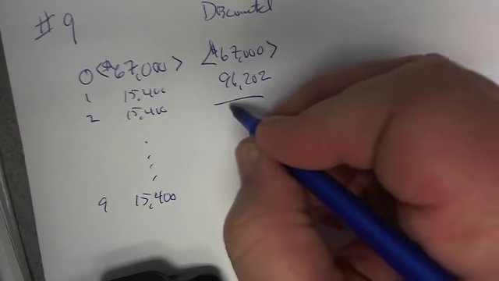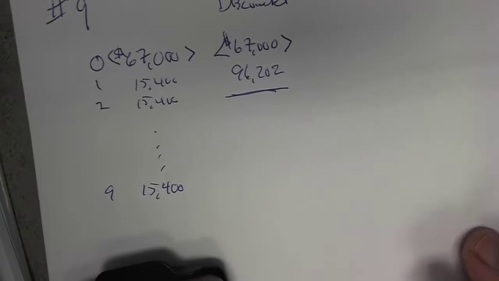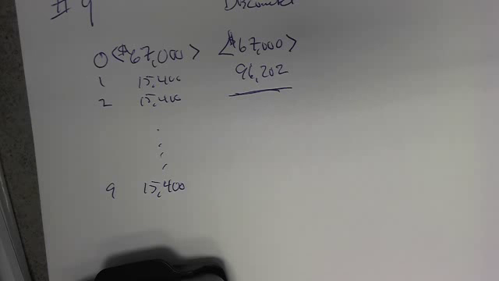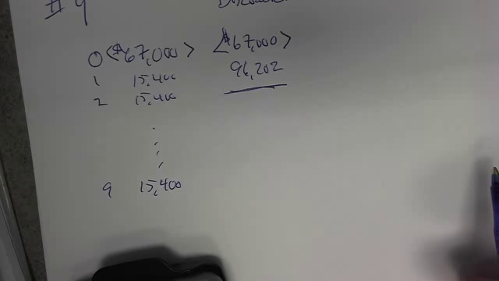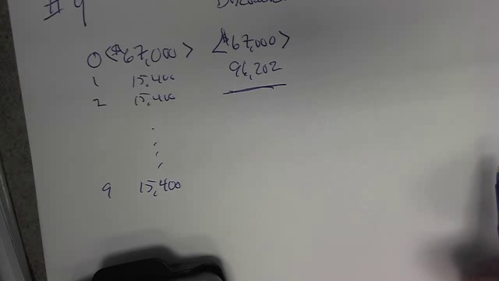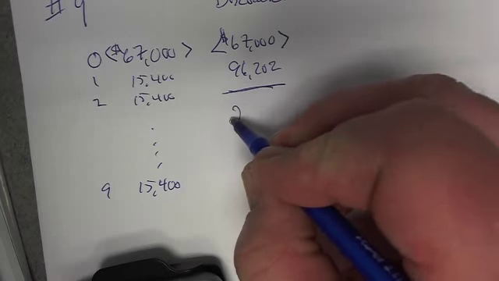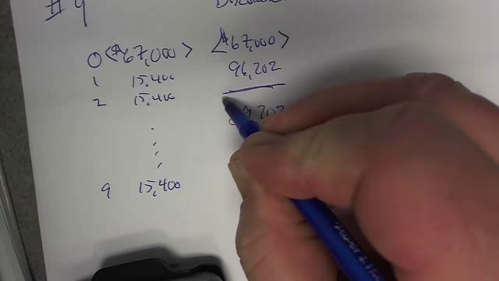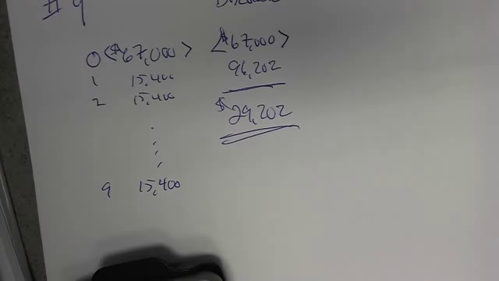And so we see that the total of those two: the initial investment is $67,000, and the present value is $96,202. Add the two together, we get $29,202. And so this investment is a go, right? Net present value is greater than 0. But what if we need 20%?